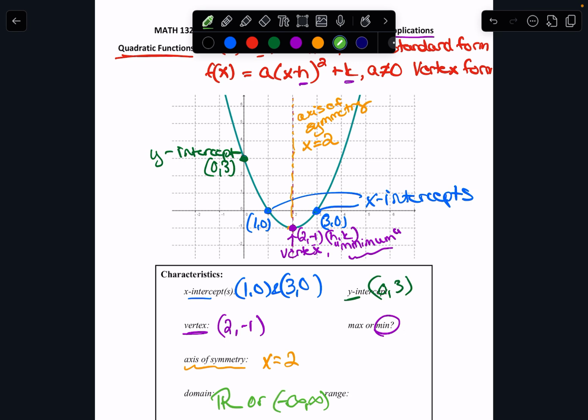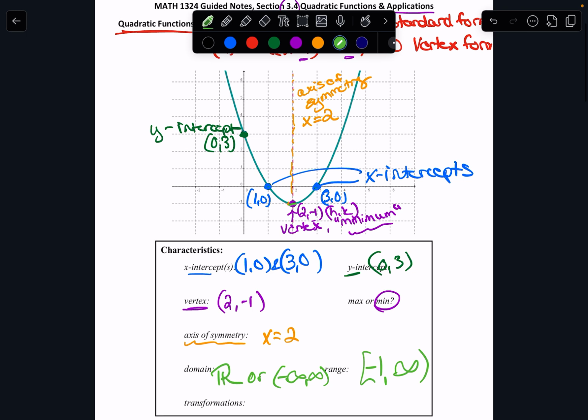The range, if we look at that, the y values start, so the minimum y value is -1, and that is included, and we go all the way up to infinity. So there is no y values that are below that -1, below the vertex. So that's why we start at -1 and go all the way to infinity. They keep going and going.